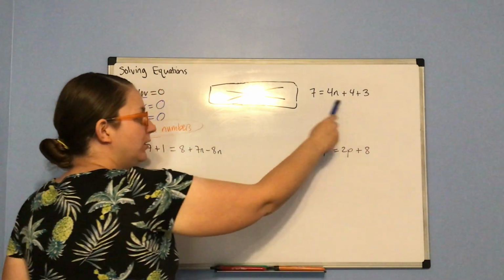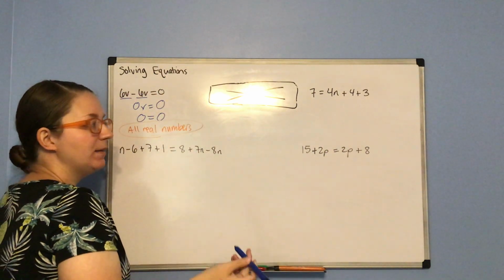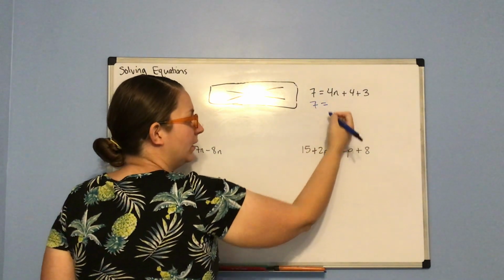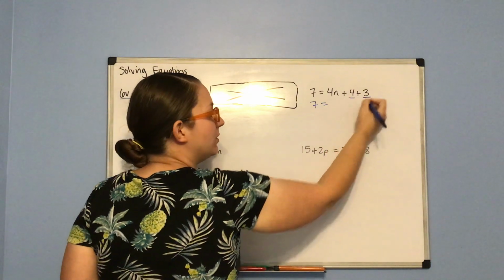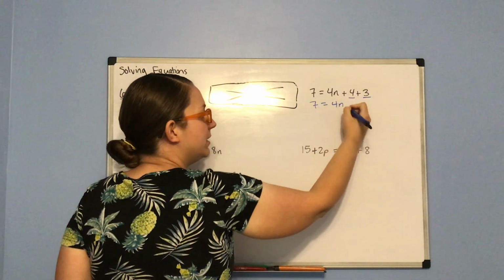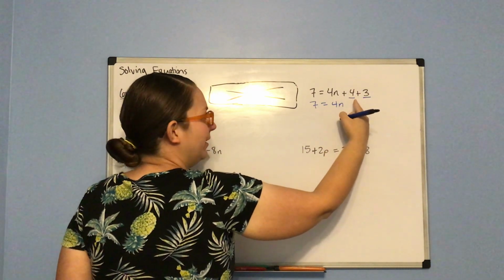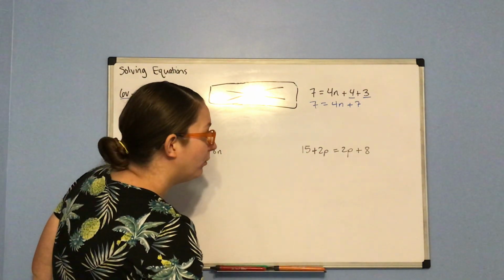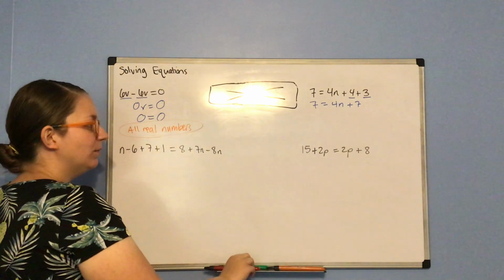All right, so here, do I have any like terms that are on the same side of the equal sign? Obviously, there's nothing to combine on this side. On the other side, I can do some combining. So 4n stays the same. 4n plus 3 is 7. From here, it looks more like problems we've done before.